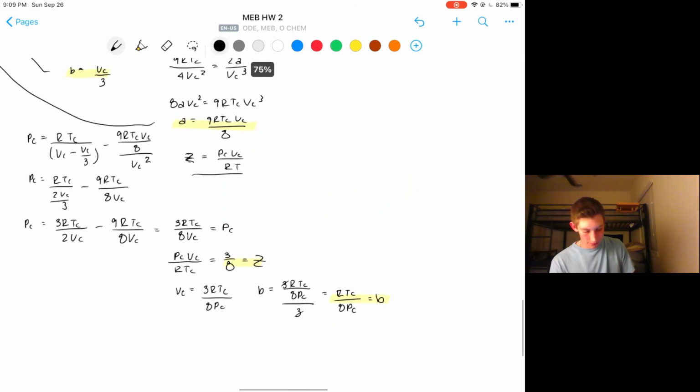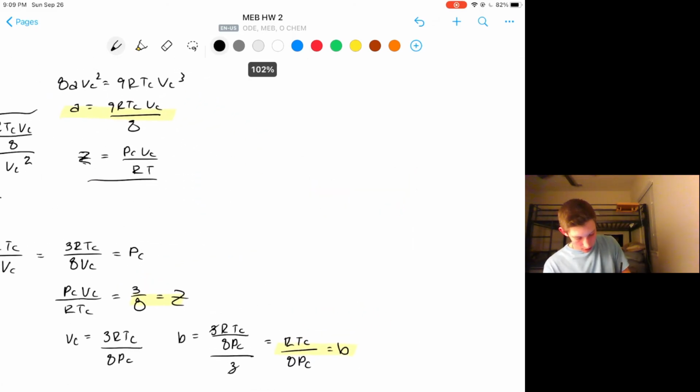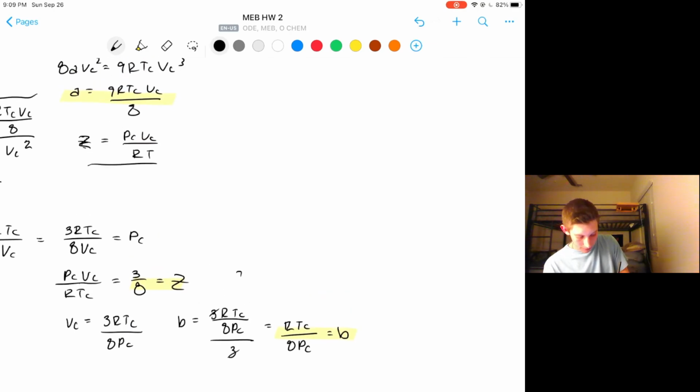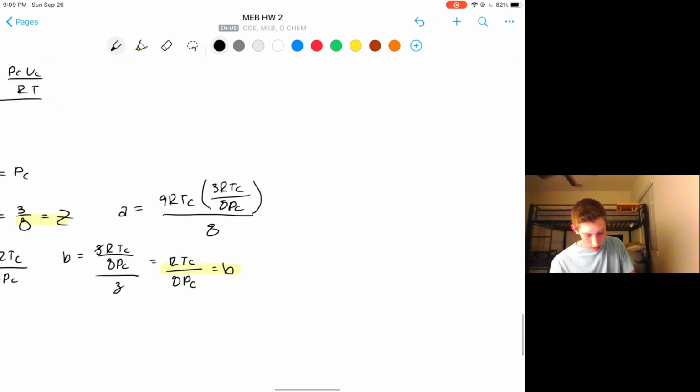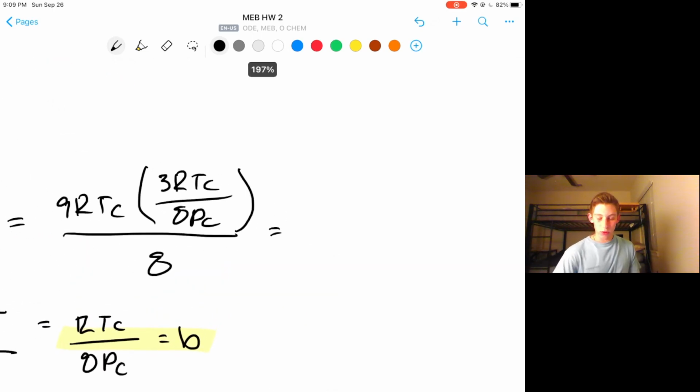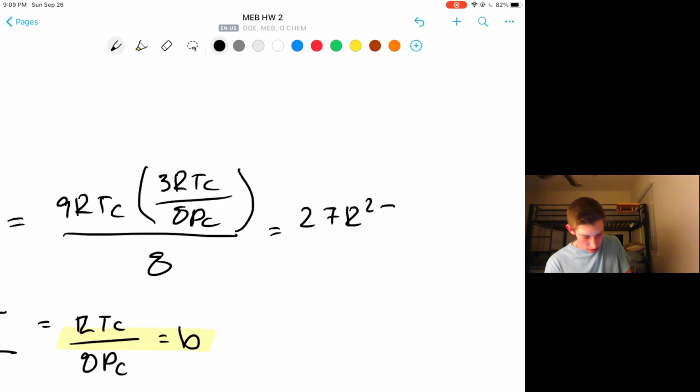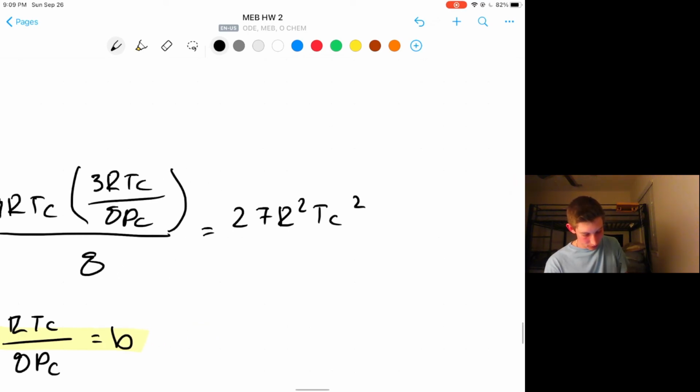And then our A, which is a little more complex, we'll put right here. A equals 9 times R times our critical temperature times 3R TC over 8 PC, all over 8. So then, if we do some more algebra here, we get 27 R squared times our critical temperature squared over 64 times our critical pressure. And this equals A.